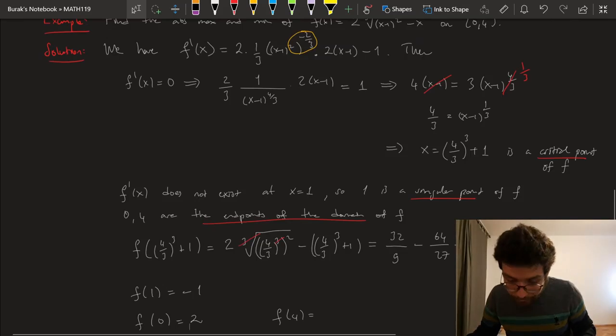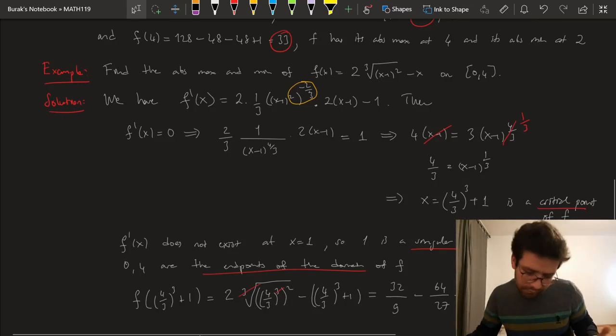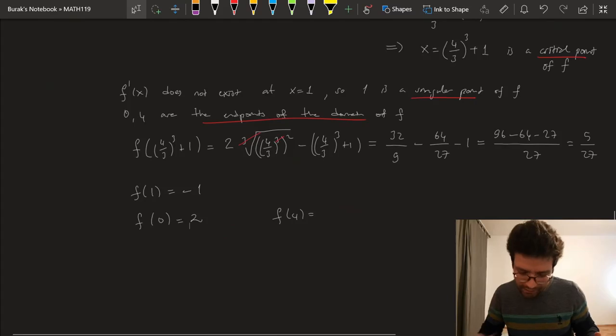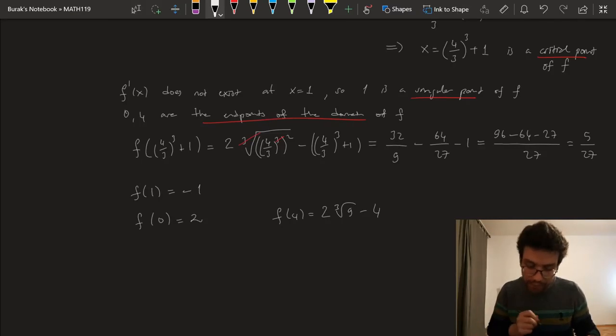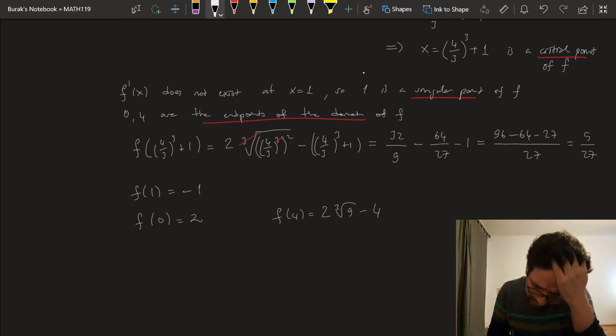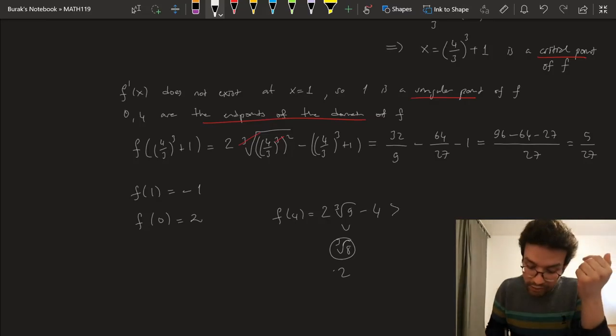And if you plug in 4, you're going to get 4 minus 1 is 3, 3 squared is 9, a cube root of 9. So you get 2 times cube root of 9 minus 4. Now you can see that this is positive, because this is greater than cube root of 8, and cube root of 8 is 2. If this were cube root of 8, you would have 2 times 2 minus 4, which is 0. But this is bigger than cube root of 8, so this is positive.